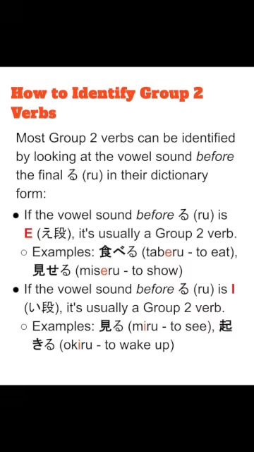Most Group 2 verbs can be identified by looking at the vowel sound before the final ru in their dictionary form. If the vowel sound before ru is e, it's usually a Group 2 verb. Examples: 食べる to eat, 見せる to show.